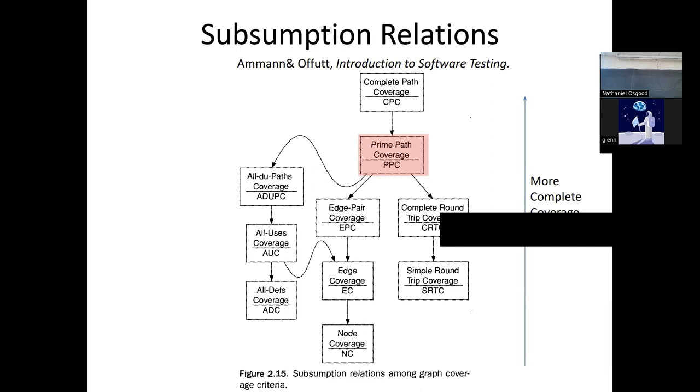And as we go up successively more thoroughly, prime path coverage is actually a quite realizable level of coverage. It involves reasoning about what are called the prime paths of the program. These are elements of the flow that meet some formal criteria. And if you can achieve prime path coverage, you're doing very, very well. You're achieving kind of a breakthrough level of testing that is better than doing all pairs of edges, better than doing all uses or all defs coverage, or thinking about round trip coverage.